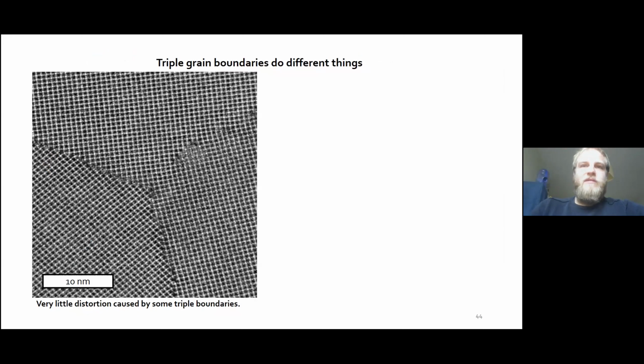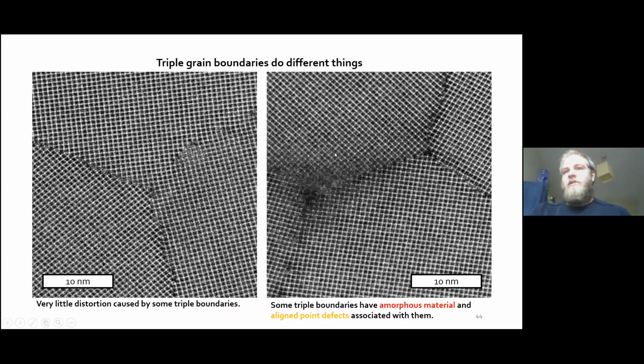So we have some sort of qualitative understanding of our grain boundaries. For example, we have very little distortion caused by some of the triple boundaries. So they're very crystalline all the way up into the interface. But we also have some grain boundaries that might have amorphous material associated with them. Or maybe this is a sink for point defects, so we get more point defects here. It's quite common that grain boundaries are defect sinks, so they might attract defects over here. We also have what we call aligned point defects.